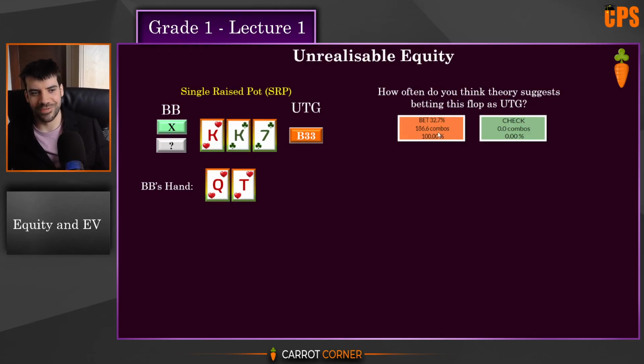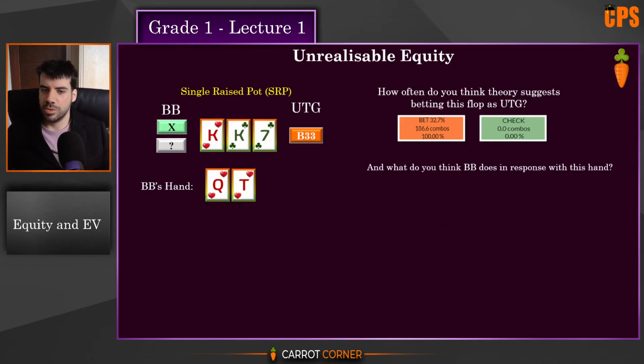There'll be lots of hands that lose EV by checking, but no hands that lose EV by betting in under the gun's range. So that's why this happens, but more on that later. What did you think Big Blind did in response?